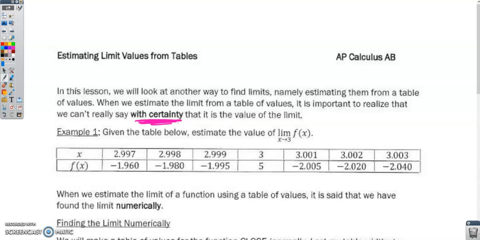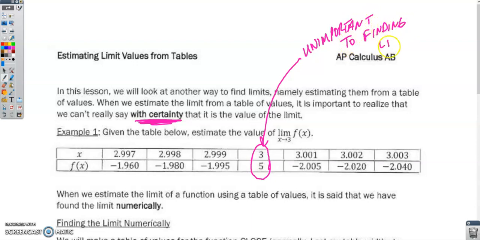All right, let's look at example 1 here. Given the table below, estimate the value of the limit as x approaches 3 of f of x. Now, first of all, if you've learned anything about limits so far, what you should have learned is that knowing the value of the function at 3 is completely unimportant in finding the limit.